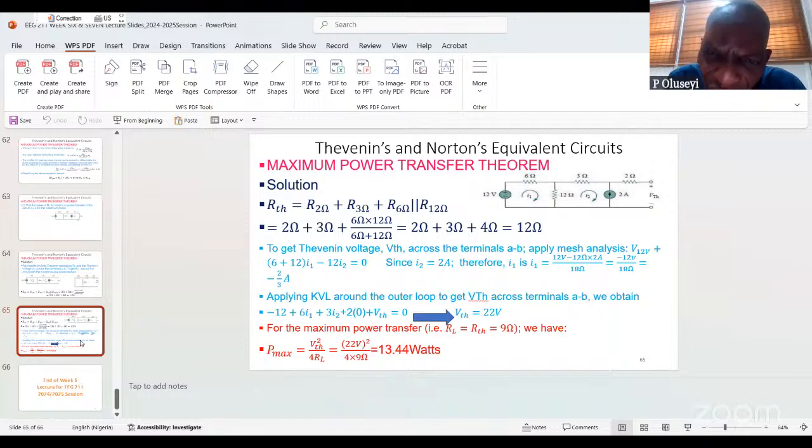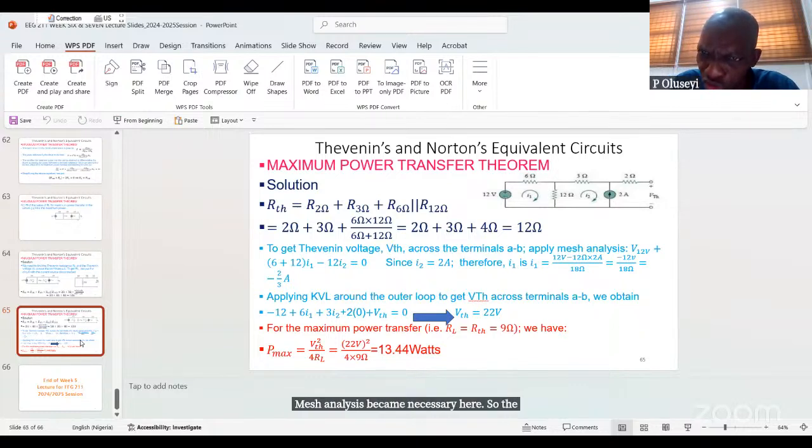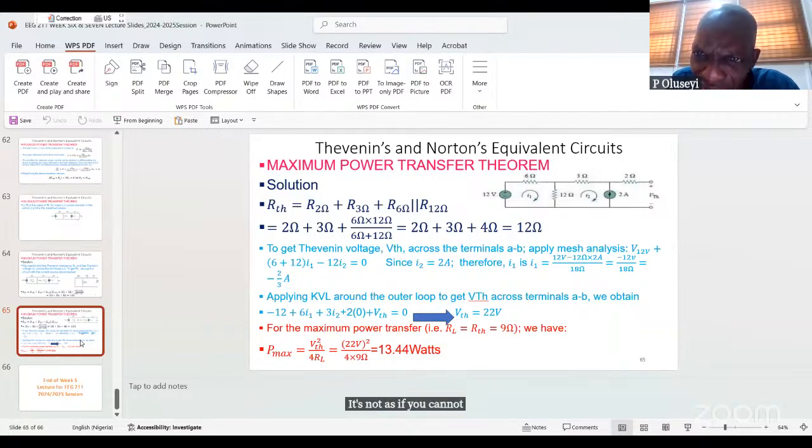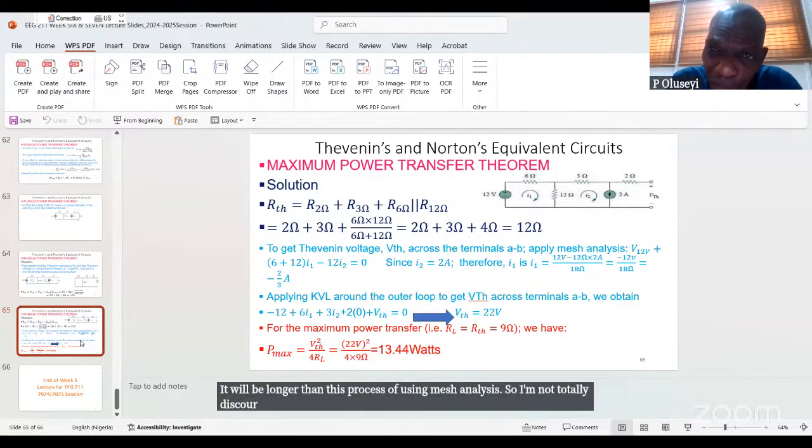And mesh analysis became necessary here so that Ariori, you will not be confused. In this place now, there is a 3 ohms. That 3 ohms will not make it easy for you to apply the rule that we applied where we did source transformation the other time. It's not as if you cannot do source transformation here, but it will be longer than this process of using the mesh analysis. So I'm not totally discouraging your mesh analysis approach.